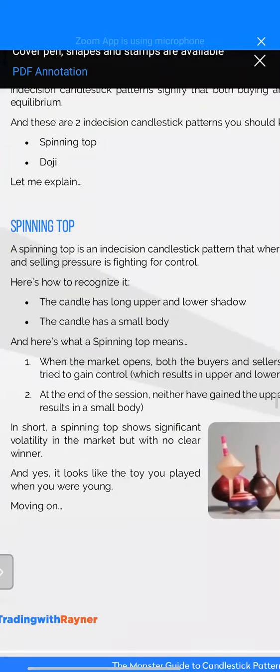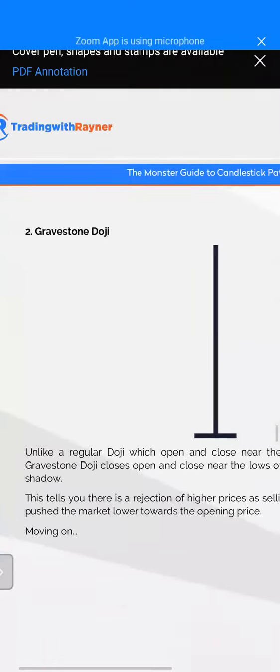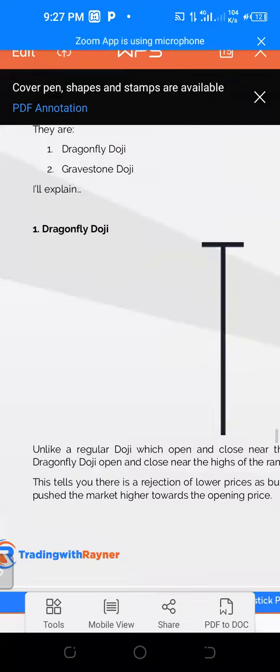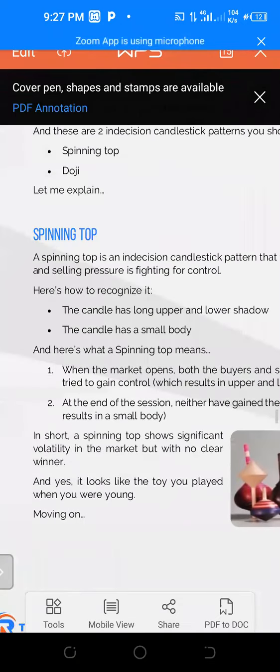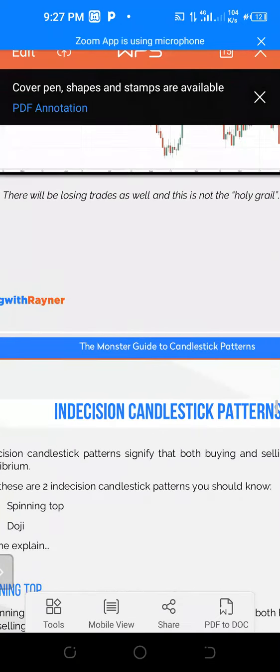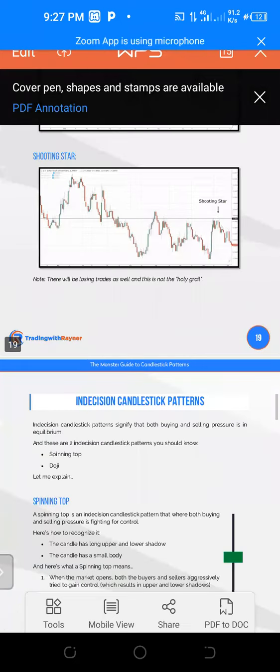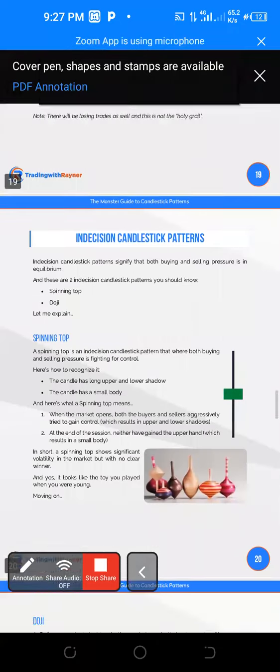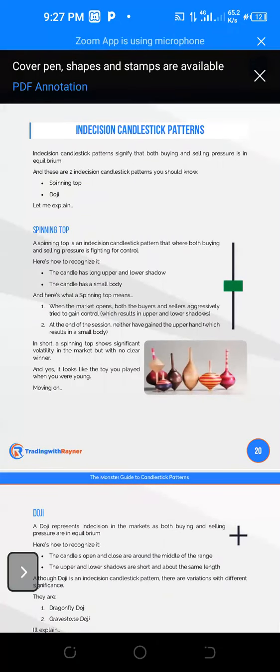Do we still have much? Let me see. There is still much. Maybe I stop here, then I want to try to go on a live chat. So before I pick this indecision candlestick pattern, before I go deep there, let me quickly just show us.